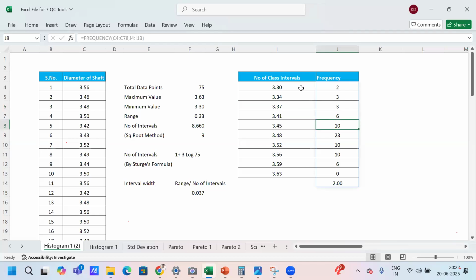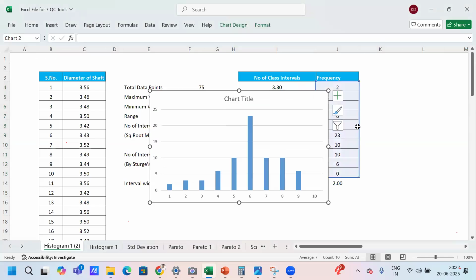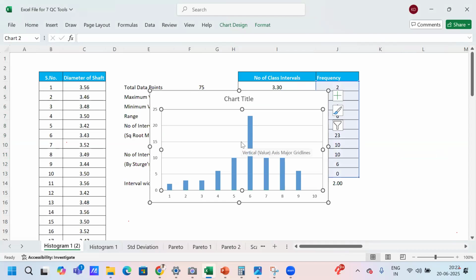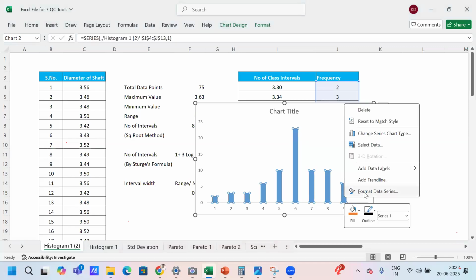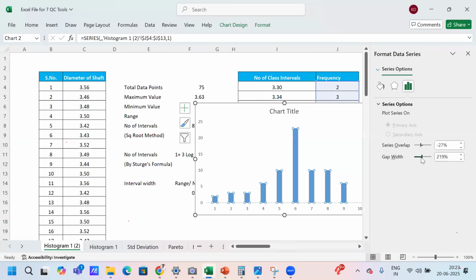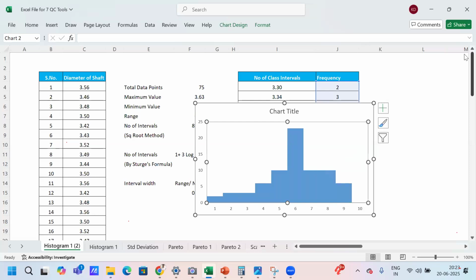Very simple. So now I need to draw a bar chart. Just select this up to this point. Insert, bar chart. Okay, this is our histogram. You can name it. But as I told you, what is the difference between a bar chart and a histogram? There is no gap in a histogram. So we need to reduce this gap. Click on any bar, format data series, gap width, you can make it 0. Very good. So this is your histogram.